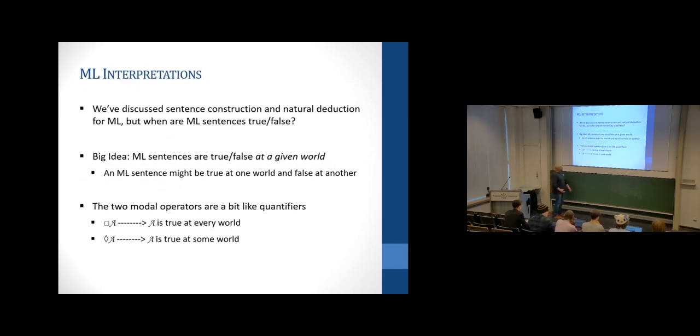And the big idea with ML, the semantics for ML, is that we're going to add a kind of location. We're going to relativize truth. So we're going to say that an ML sentence isn't just true or false simpliciter, just on its own, but it's going to be true or false at a given world. So an ML sentence might be true at one world, it might be false at another, it might be true at every world, it might be false at every world.